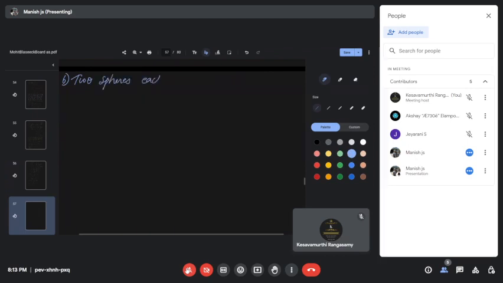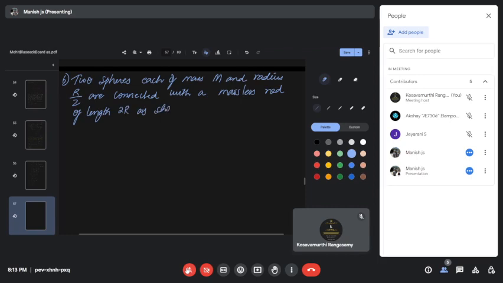Two spheres each of mass m and radius r upon 2 are connected with a massless rod of length 2r, as shown. Okay, so here we have a figure. So this is the figure.